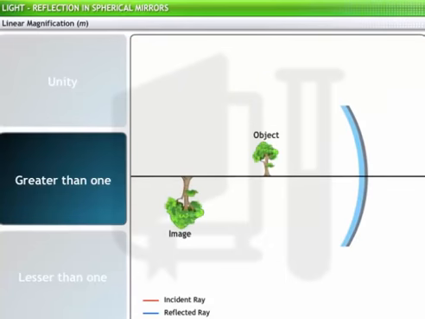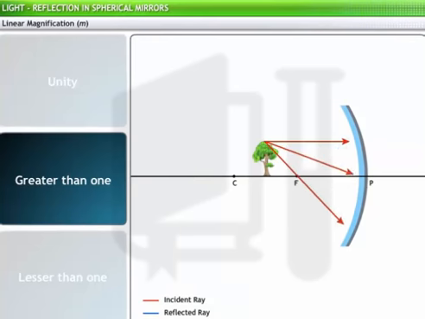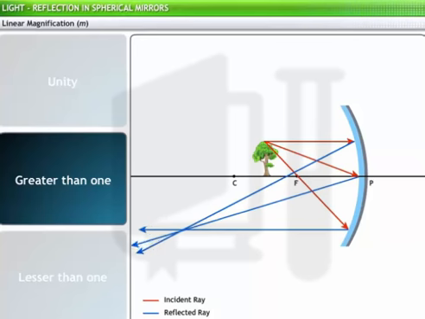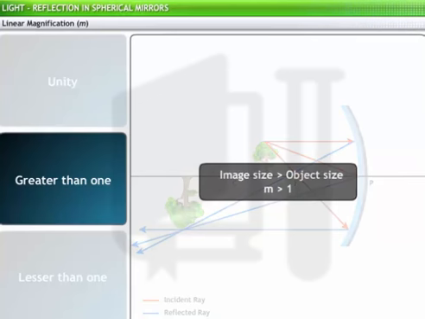Magnification is greater than 1 when the size of the image is greater than the size of the object. When the object lies between C and F of a concave mirror, the image formed is inverted, real, and bigger in size compared to that of the object. In this case, the image is said to be magnified. Thus, magnification is greater than 1.